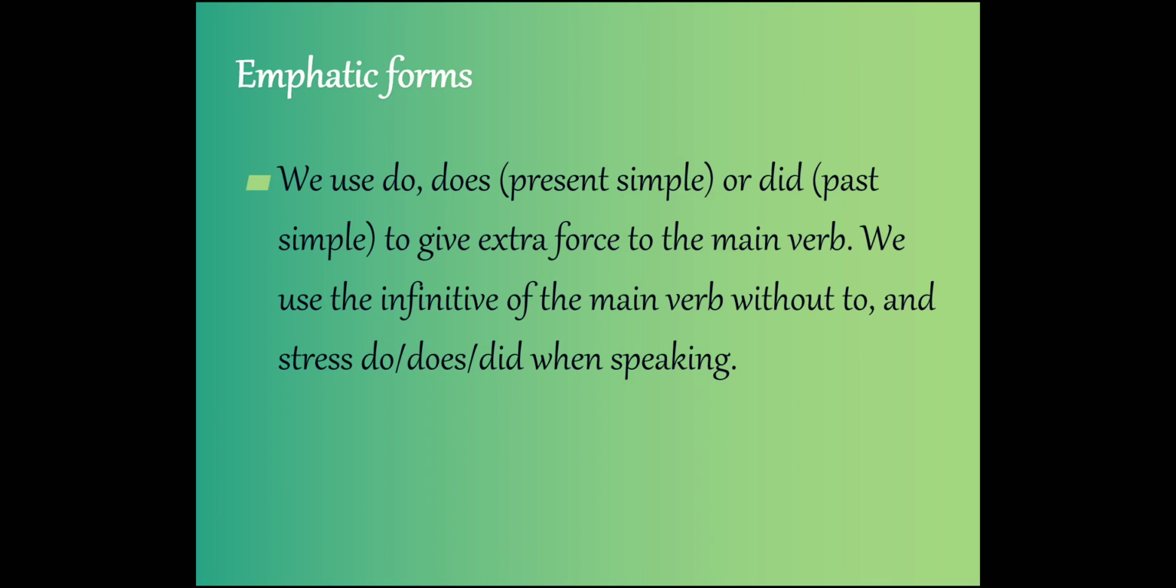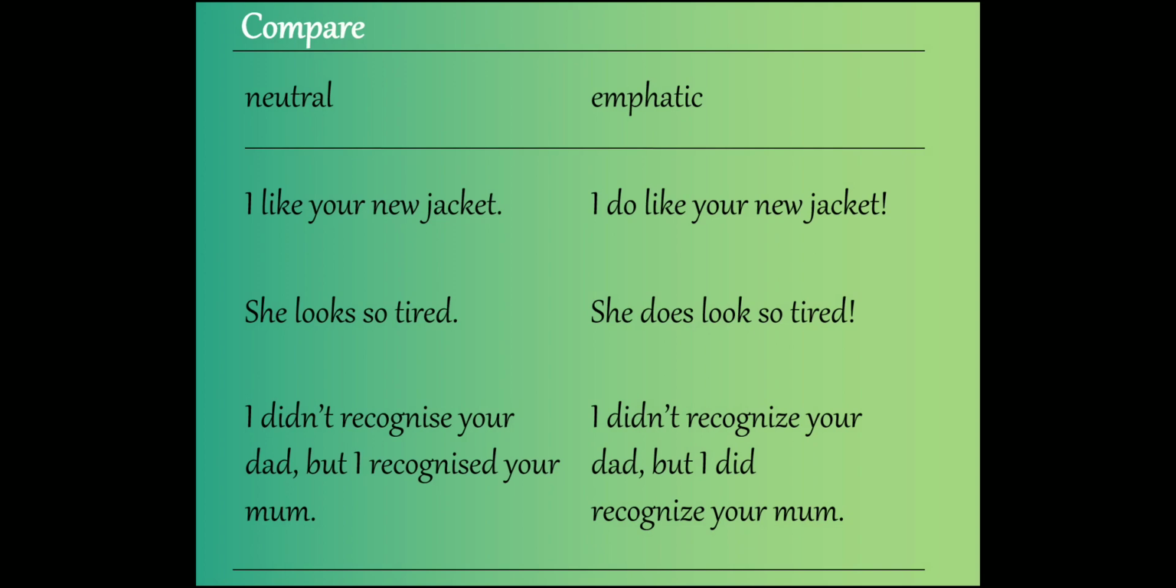We use do, does in present tense and did in past tense to give extra force to the main verb, right? We use the infinitive of the main verb without to, and stress it while speaking. When you see the examples you'll understand it better, right? To stress something we also use do forms. Let's see that. "I like your new jacket" is a neutral thing, but when we stress that, "I do like your new jacket." "She looks so tired" is a neutral comment, but "she does look so tired," we are stressing that more, giving some importance to that.